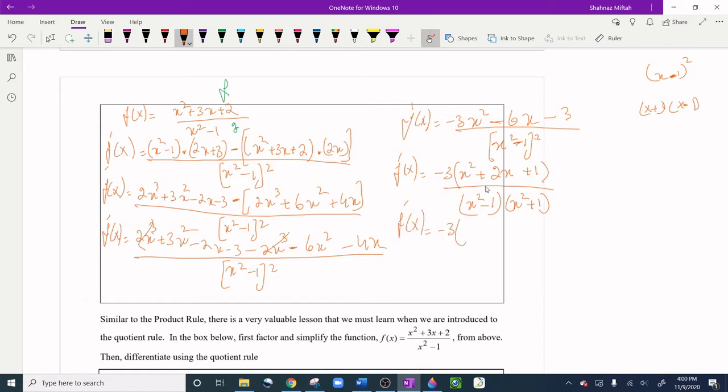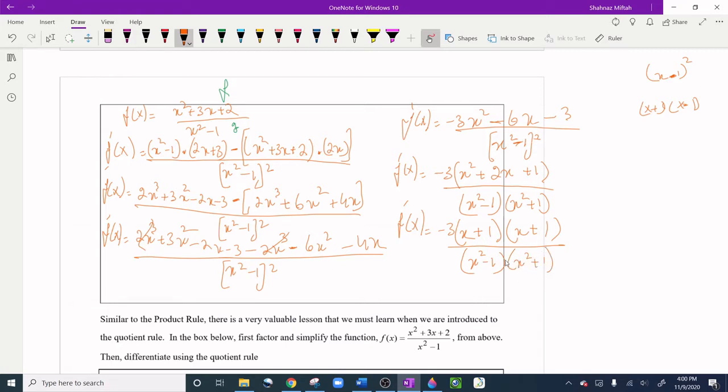Negative 3 stays, and I'm going to factor this. The positive and positive sign means the two factors I have are both positives. So this is x and this is x. This is 1 times 1, and 1 plus 1 is going to give me 2 anyway. And I have an x squared minus 1, and I have an x squared plus 1.